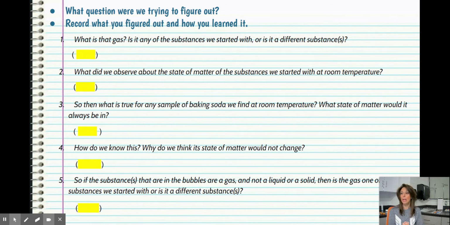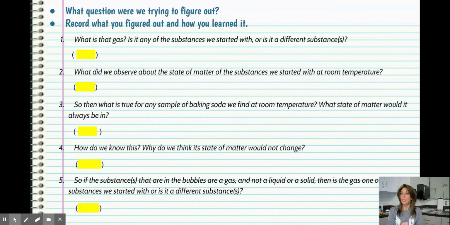Number 3, so then what is true for any sample of baking soda we find at room temperature? So the baking soda that we have here is at room temperature. What state of matter would this always be in at room temperature? How do we know this? Why do we think its state of matter would not change?